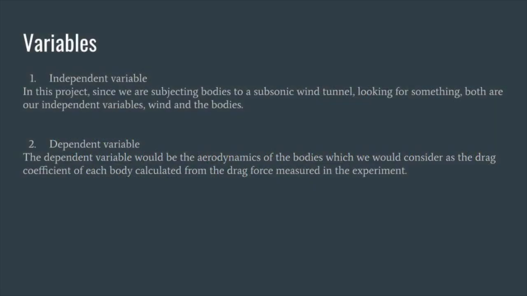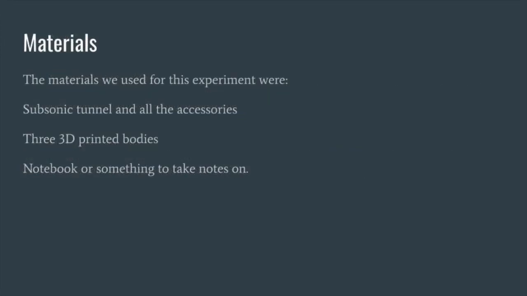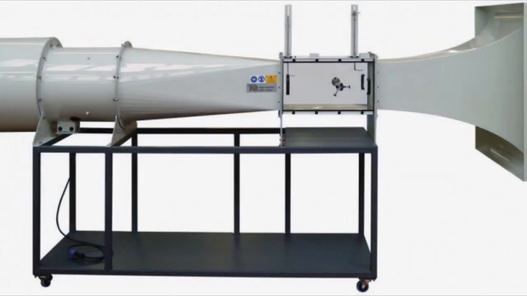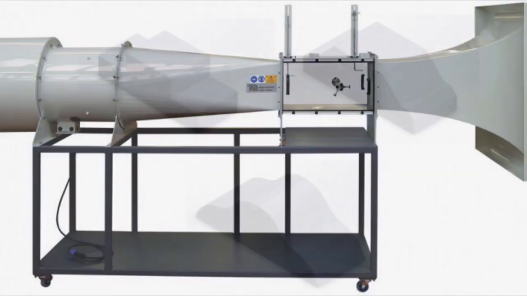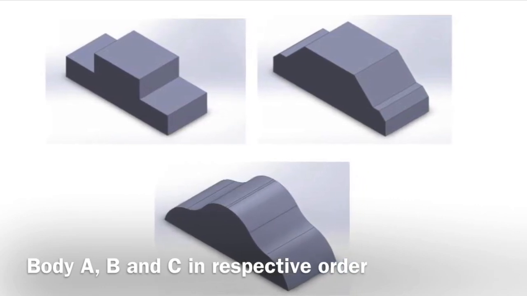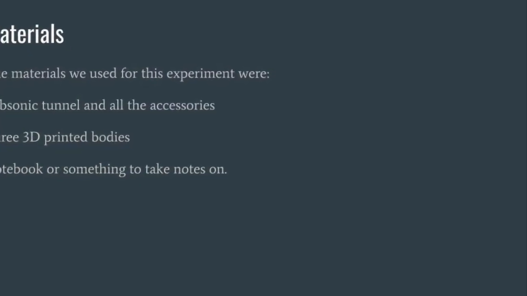In this project, since we're subjecting bodies to a subsonic wind tunnel looking for the drag coefficient, both are independent variables, wind and the bodies. In this case, the dependent variable will be the aerodynamics of the bodies, which we will consider as the drag coefficient of each body, calculated from the drag force measured in the experiment. The materials needed for this experiment are a subsonic wind tunnel, just like this one, and all its accessories, as well as the 3D printed bodies, and a notebook or something to take notes on.